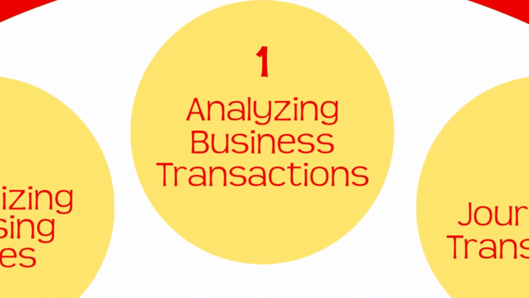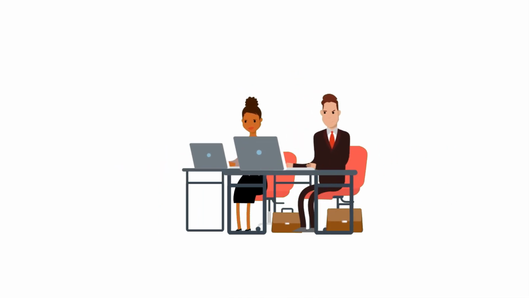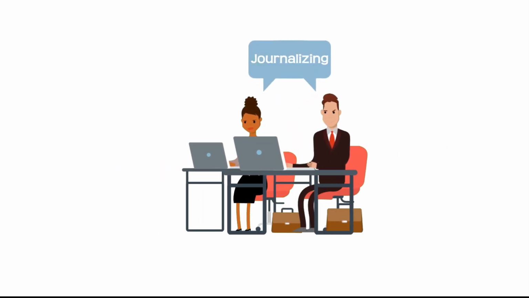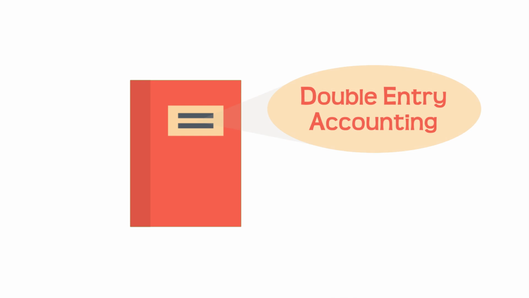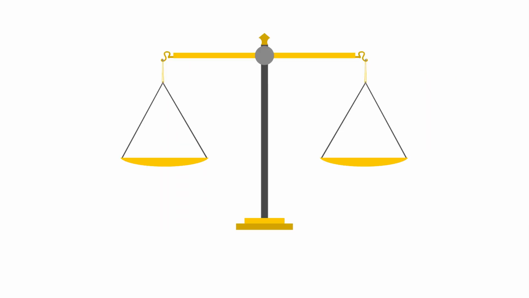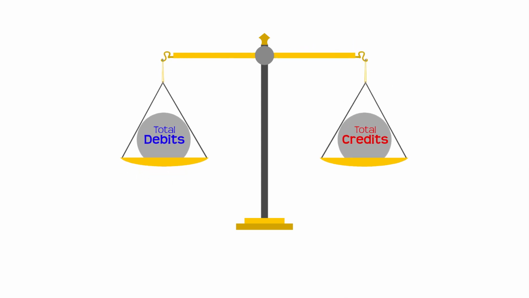After analyzing business transactions, the next step accountants would do is to journalize these transactions. When accountants record business transactions by journalizing, there is always a debit and credit. And this is where the rule of double entry accounting comes in. The double entry rule is the foundation of today's business record keeping. The double entry states that the total debits must equal the total credits and must deal with 2 or more accounts for each transaction.